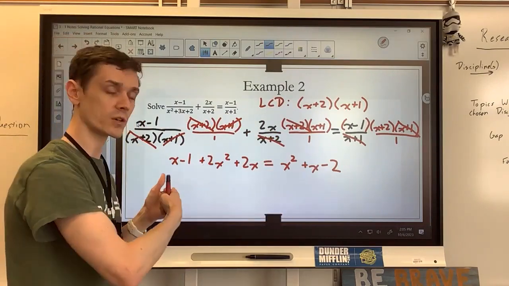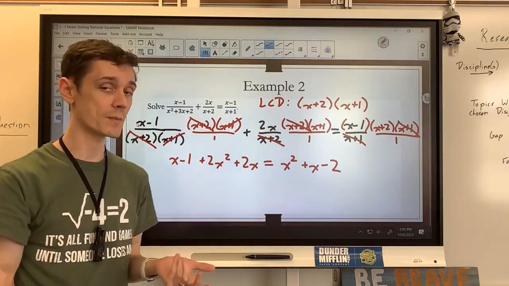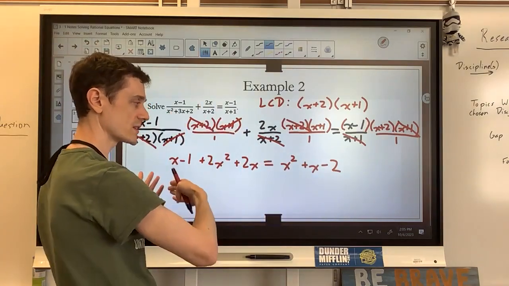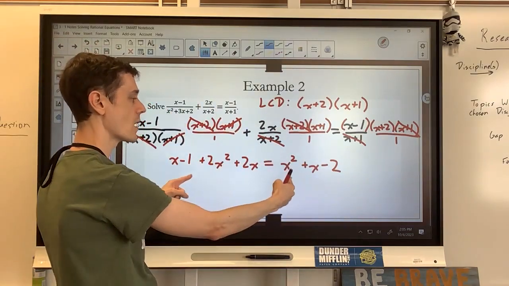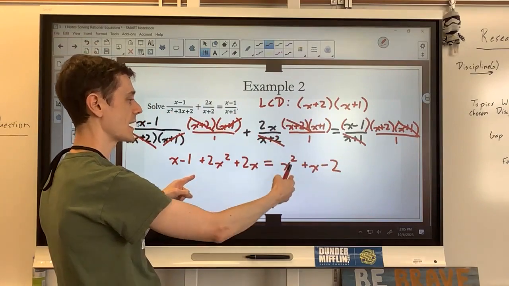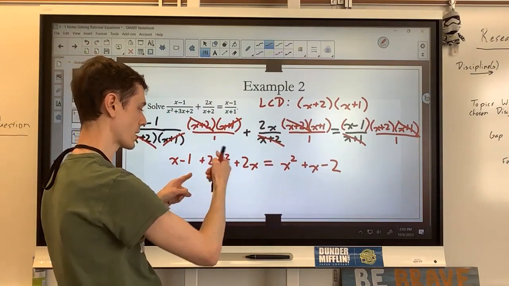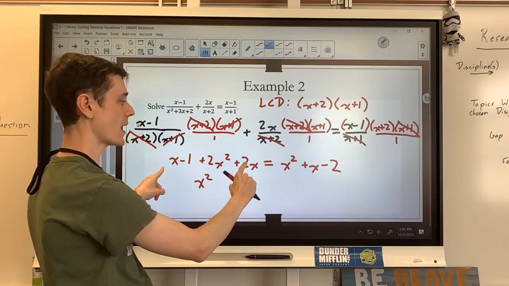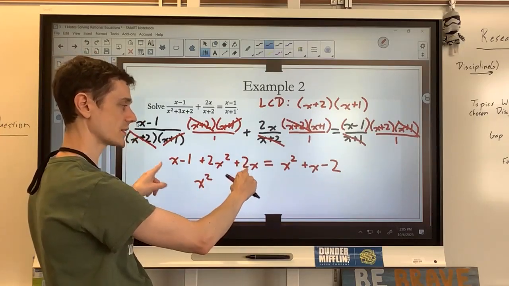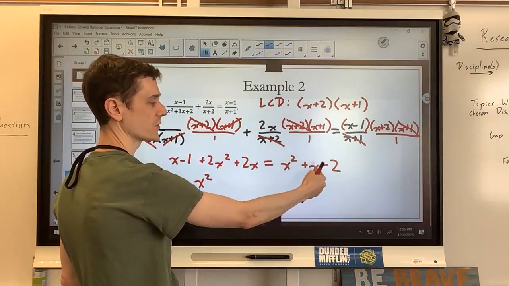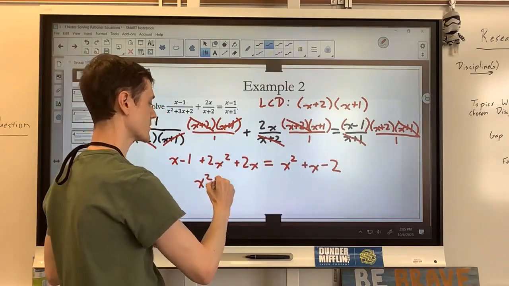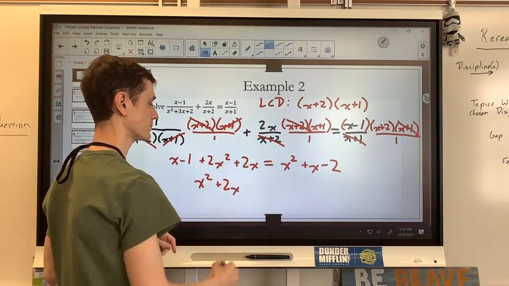Next, I want to move all the terms to the same side of the equation. It doesn't really matter which way I move them, but I have more numbers on this side, so I'm going to move from the right side to the left side, but I could have done it the other way around. So I'm going to subtract the x squared over, and 2x squared minus 1x squared is going to be 1x squared. On the left side, I had a positive x and a positive 2x. That's 3x. But I'm also going to subtract this one over, so 3x minus x is 2x.